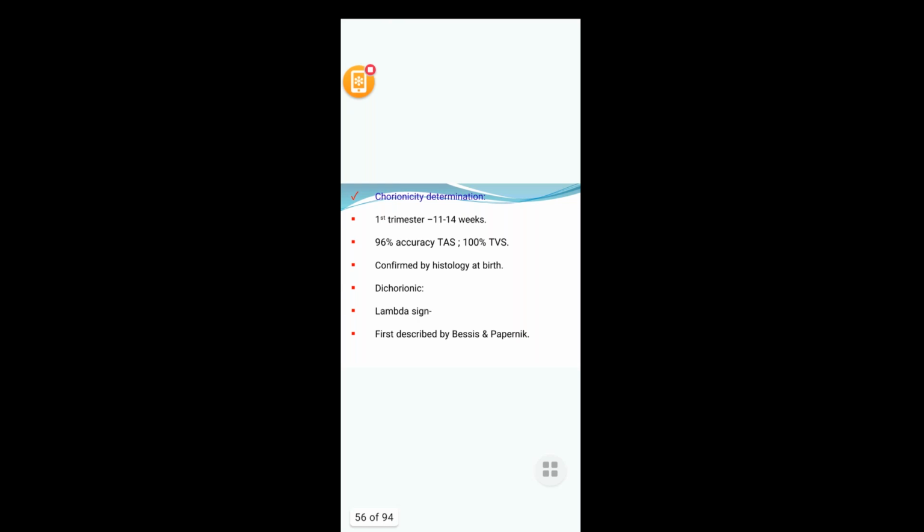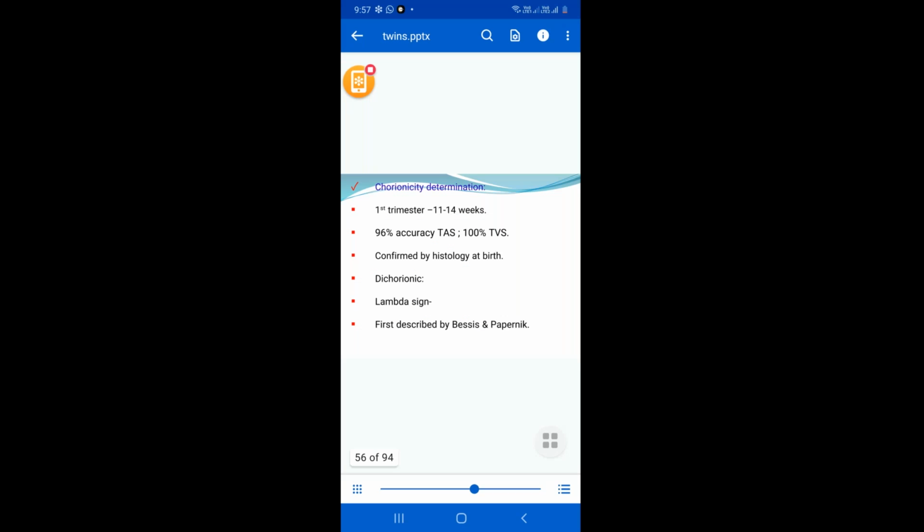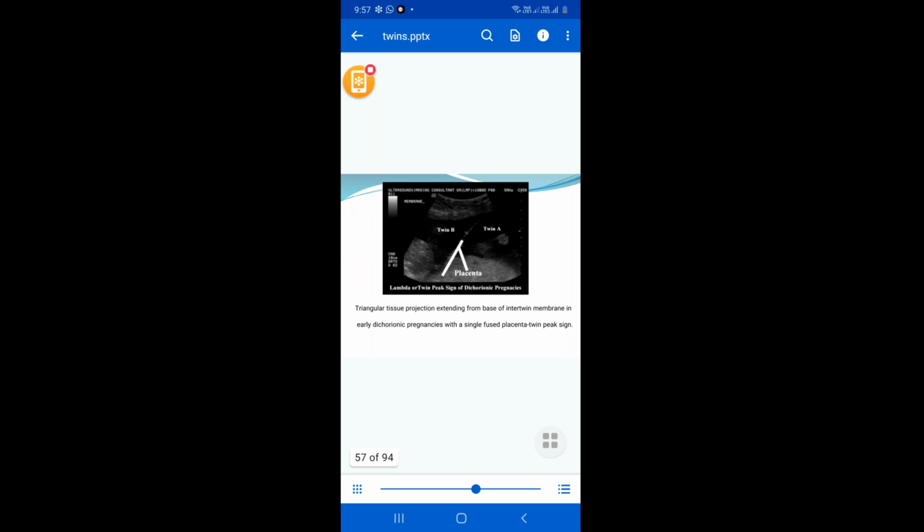Chorionicity determination. In the first trimester, for the number of placentas, you need to do an ultrasound within 14 weeks of gestation. Then your chorionicity accuracy will be more. That is, we need to know whether it is a single placenta or two placentas, which can be confirmed by histology at birth.